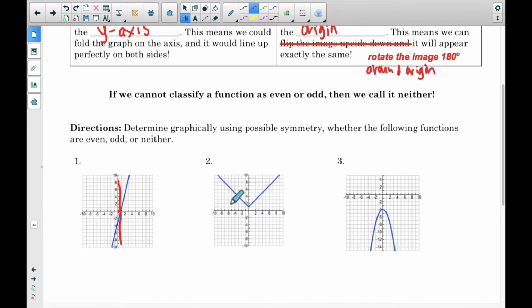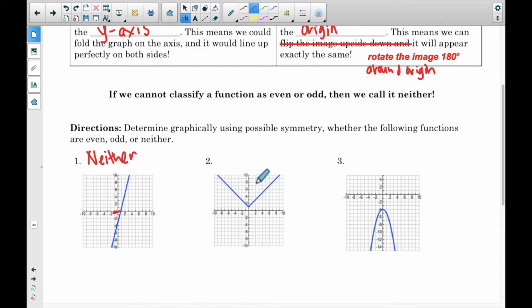Let's think about odd. Odd means that we could take this line and rotate it 180 degrees, and would it basically land in the same space? And again, the answer is no, it is neither. Because if we tried to rotate that 180 degrees, it's going to be a little bit more like this, not the other one. So no, it is not even and it is not odd, so we just are going to call this one neither.